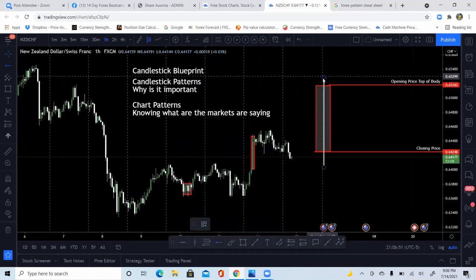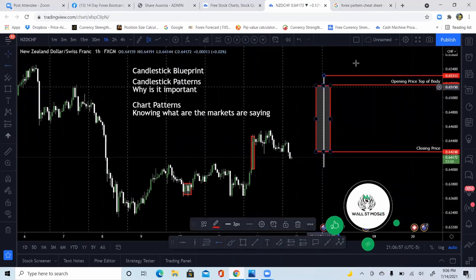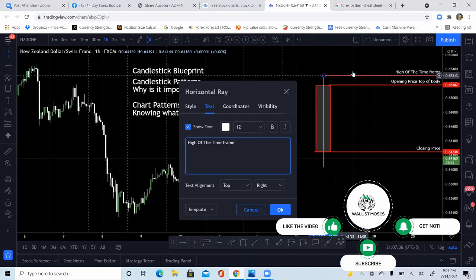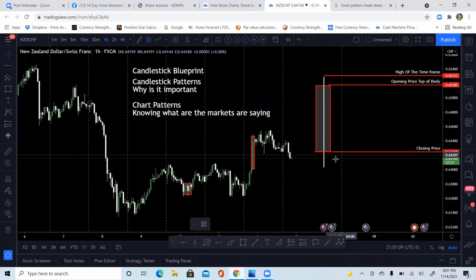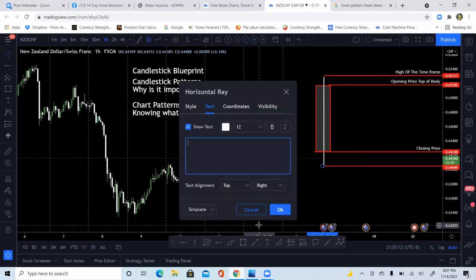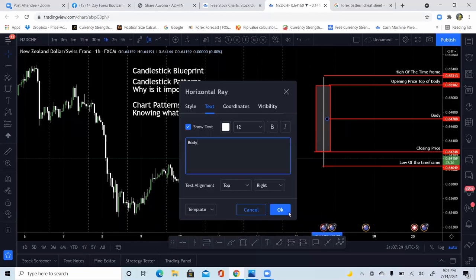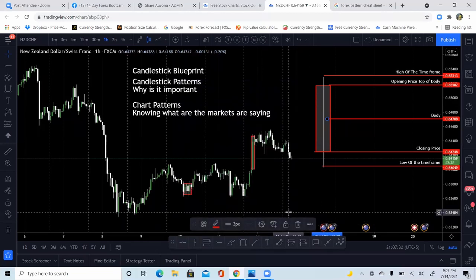What you have up here are what's called wicks, the lines that extend beyond the candles. The top of the wick is the high of the time frame. Then the bottom would be considered the low of the time frame. And then what you would consider the bigger part is the body. So that's the anatomy of a basic, straightforward candle. Now, that was the end of yesterday.